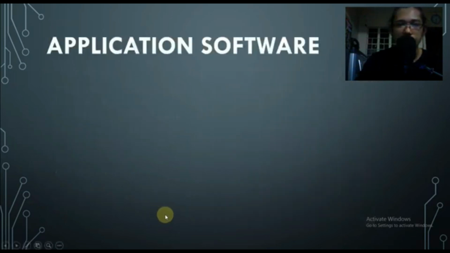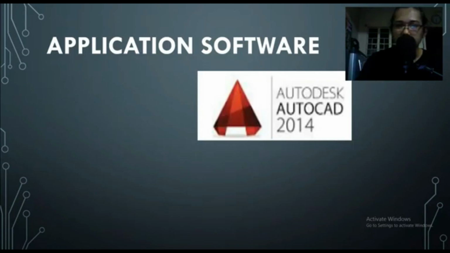So, what application software can be used? Of course, first is AutoCAD. Why AutoCAD 2014? Why don't we use 2019 or 2020? It is because, guys, some of you may be using a Windows 7 OS on your computer. So at least this 2014 will run on your system, even though we know that 2014 is outdated. It's the only one that can run on our computers.